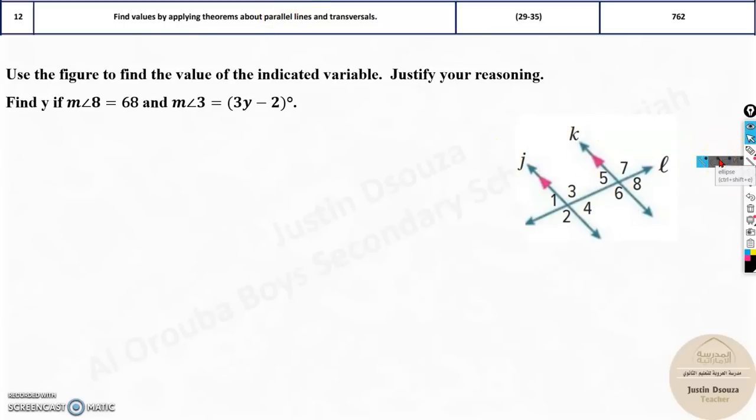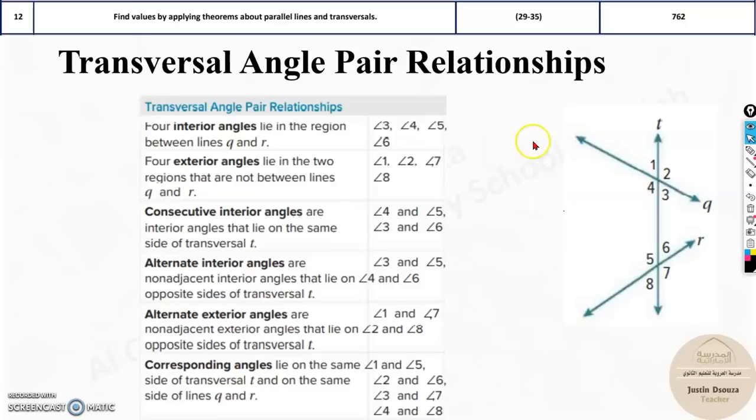Okay, now there is one more thing I forgot to tell you. I'm sorry. When there are parallel lines, see, I told you just about transversal pair relationships, but we are dealing with parallel lines. So this is very useful information.